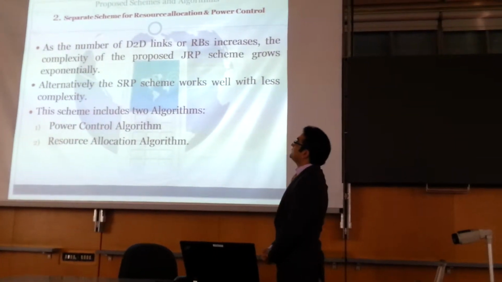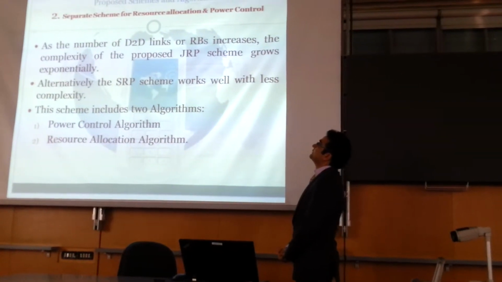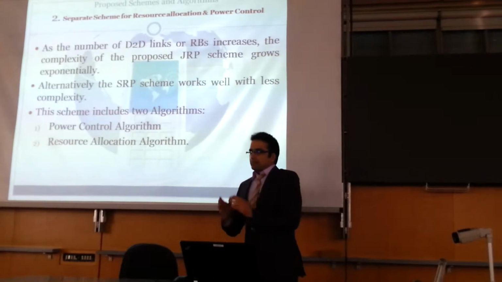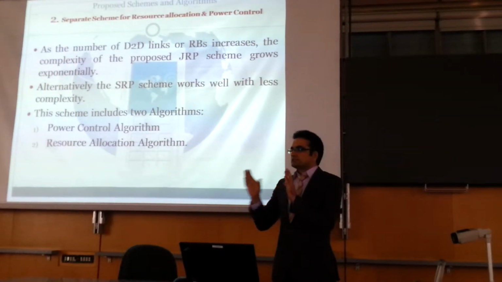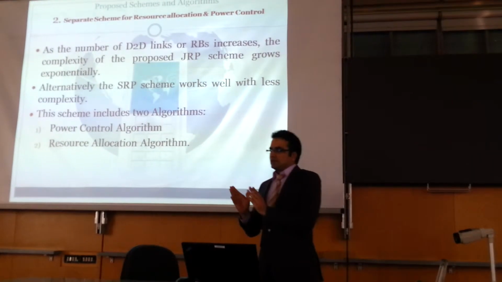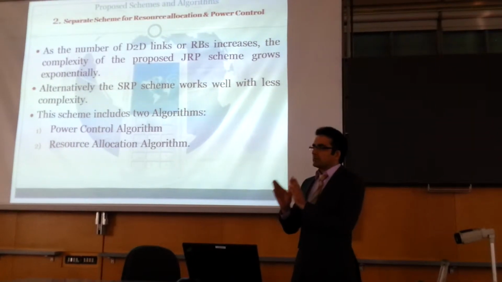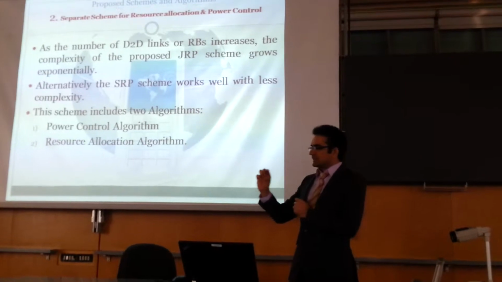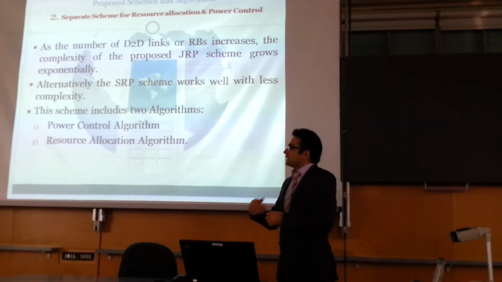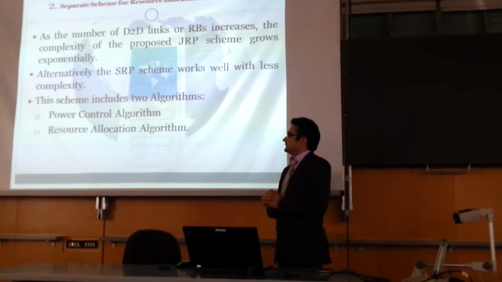The other scheme that we have proposed is a separate scheme for resource allocation and power control. In this scheme, the entire resource block is scanned by a separate D2D link, where and whenever a D2D link finds a resource block power efficient, it will put a small stake of rate contribution over there. And this goes on and on until our iteration is finished.